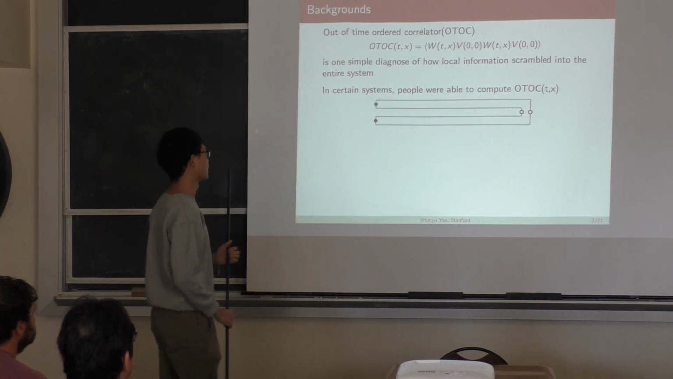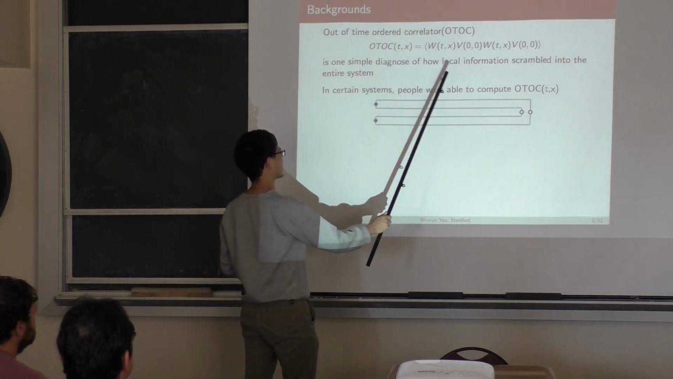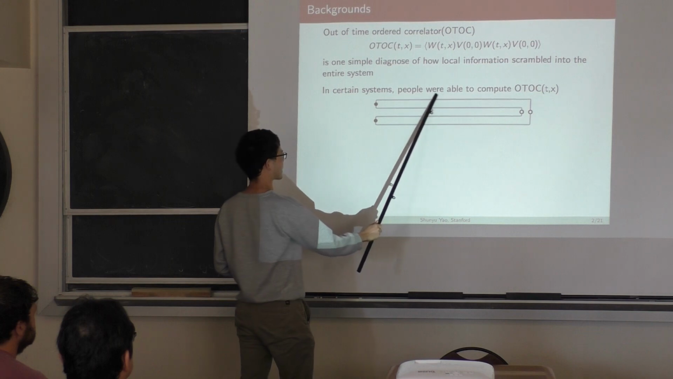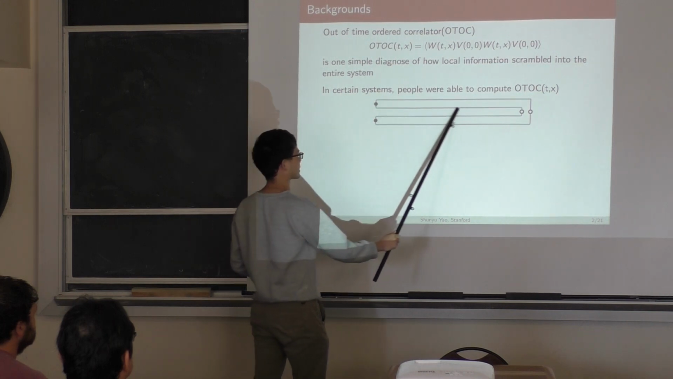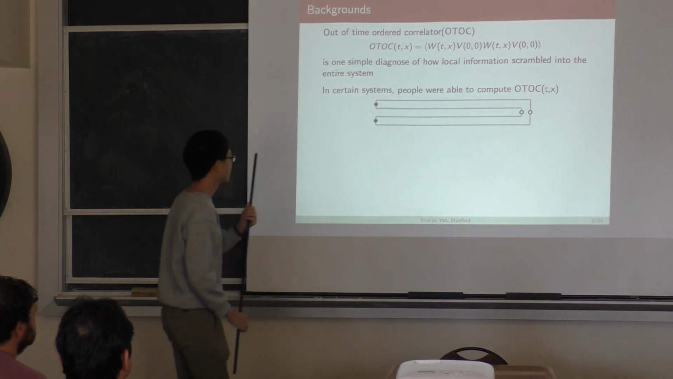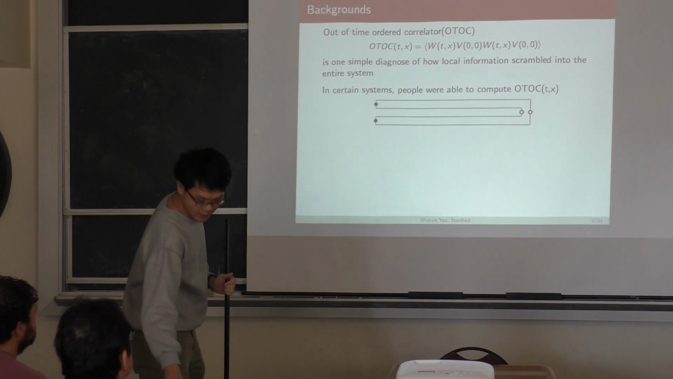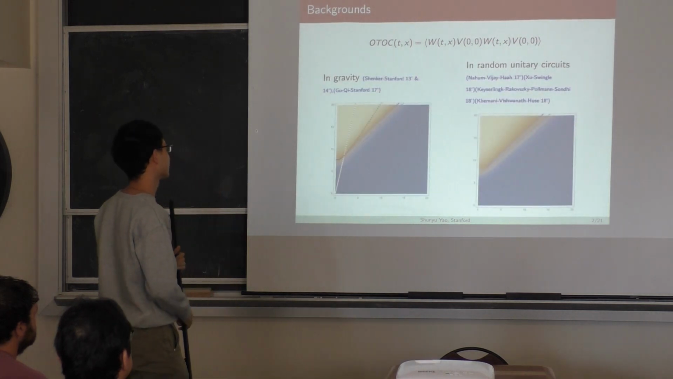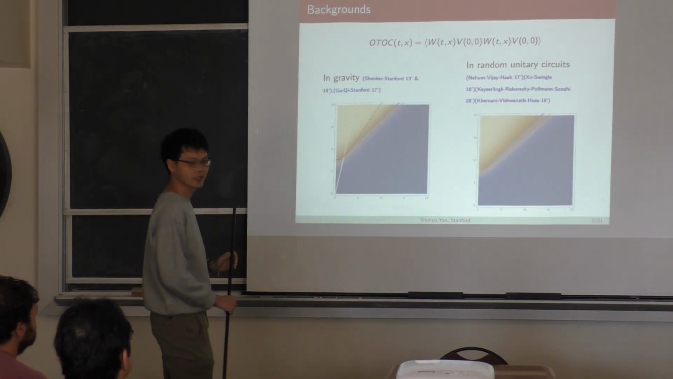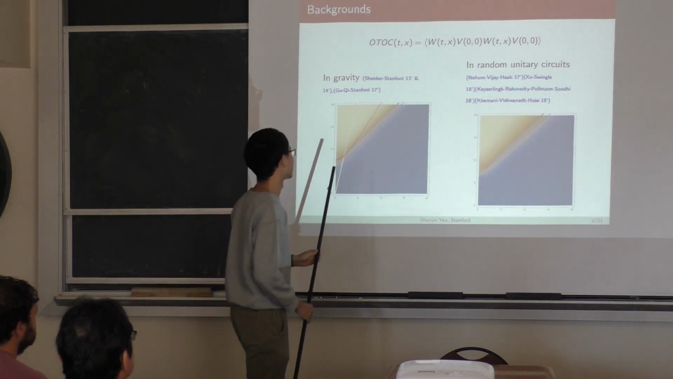The name out-of-time order comes from the fact that if I read this as a contour order, then these four operators are ordered out of time order in real time. In certain systems, people were able to compute this quantity, and I would like to separate the results into two categories.